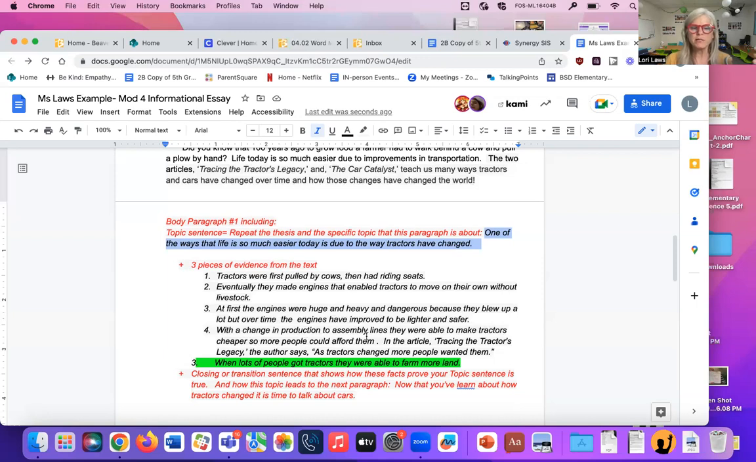So with the change in production to assembly lines, they were able to make tractors cheaper so more people could afford them. In the article, Tracing the Tractor's Legacy, the author says, and I used his exact words, so I had to put them in quotation marks. And finally, the last thing that I had in this paragraph is that when lots of people got tractors, they were able to farm more land.